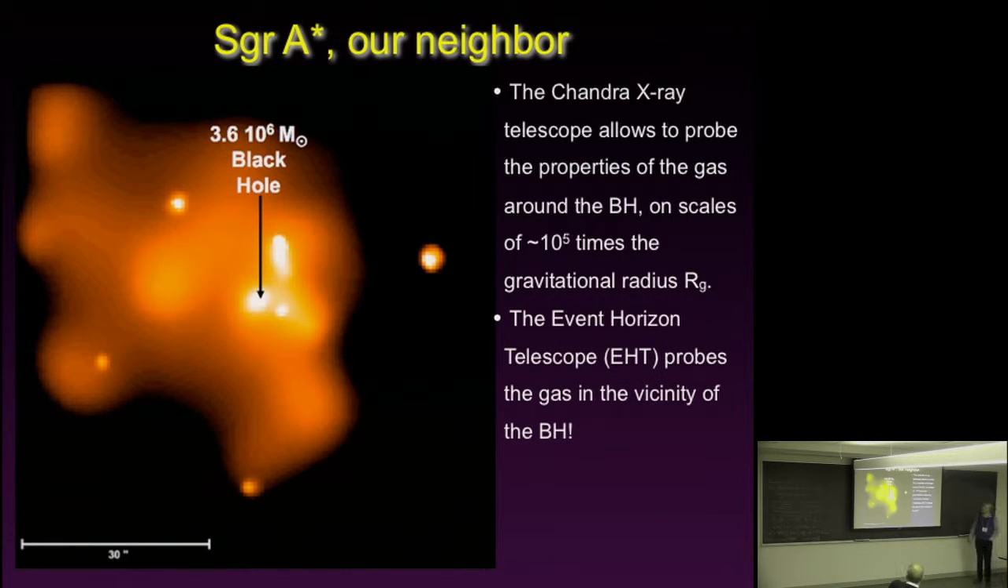So what I'm interested in is actually not the stellar dynamics, but more the gas that is around the black hole. And the information about the gas was recently revealed by the Chandra X-ray telescope, so looking at the X-ray band, which only, however, looks at very large scales. This allowed us to probe the properties of the gas on scales of about 100,000 times the gravitational radius. This is the so-called Bondi radius. That's where the accretion is coming from, very large distances. And nowadays, and in the next few years, the Event Horizon Telescope will actually give much more detailed information of what the structure of the flow is on scales that are comparable to the gravitational radius.